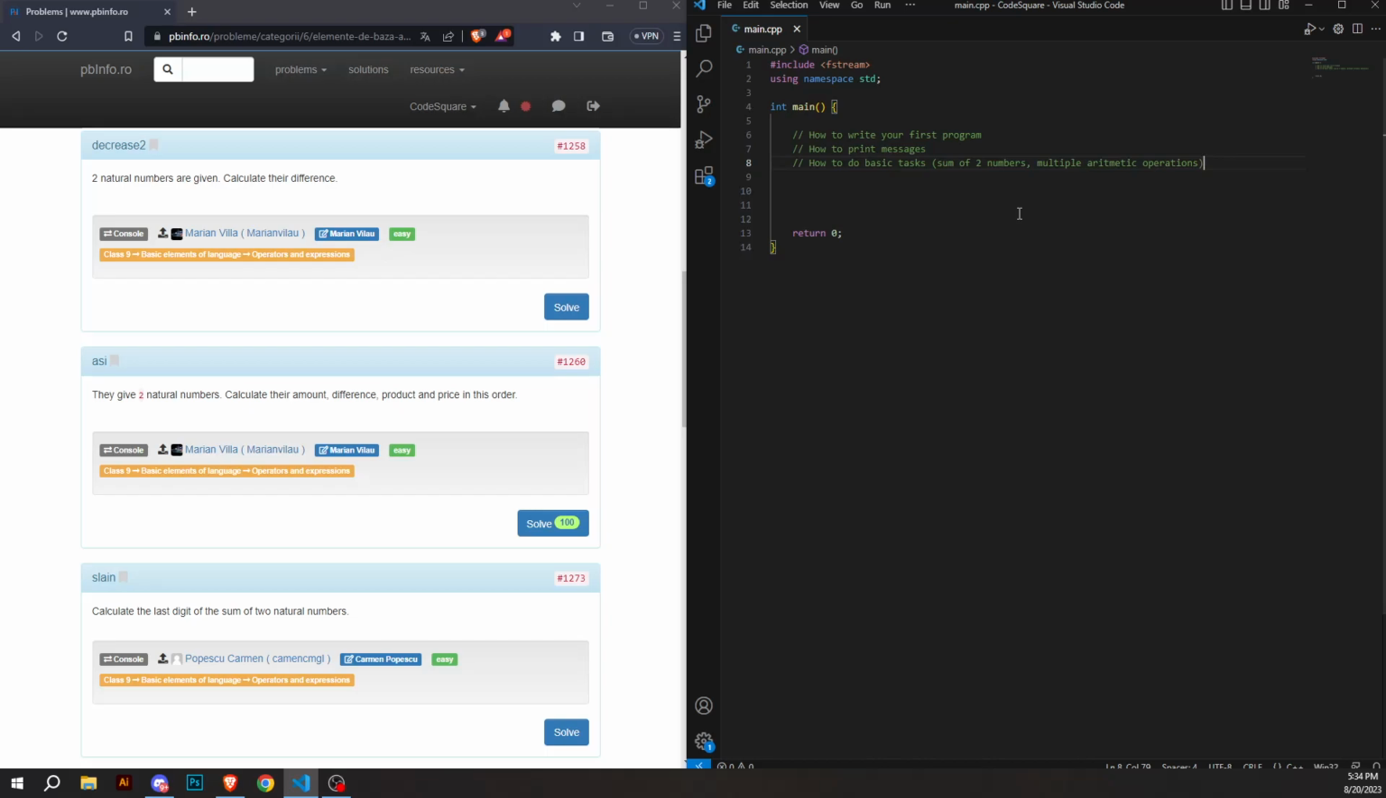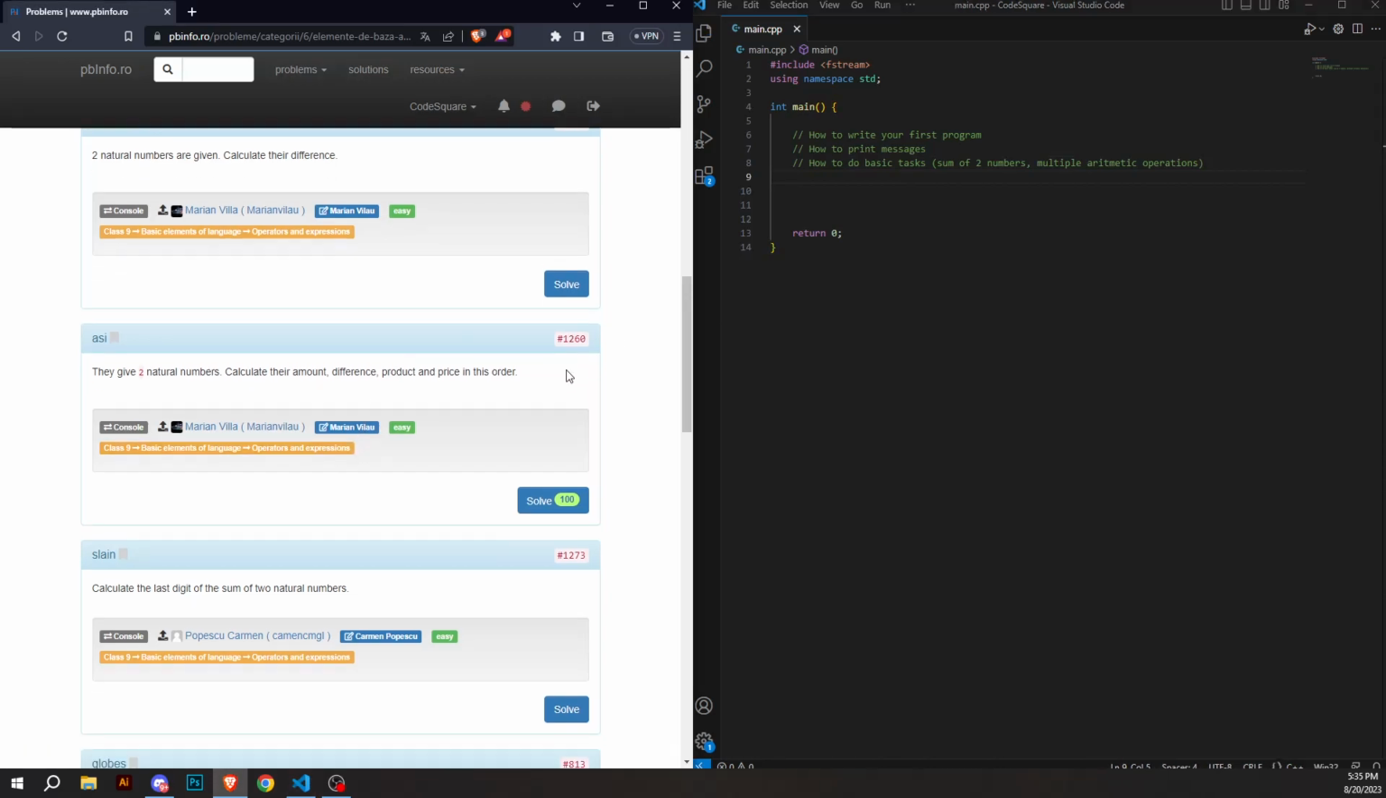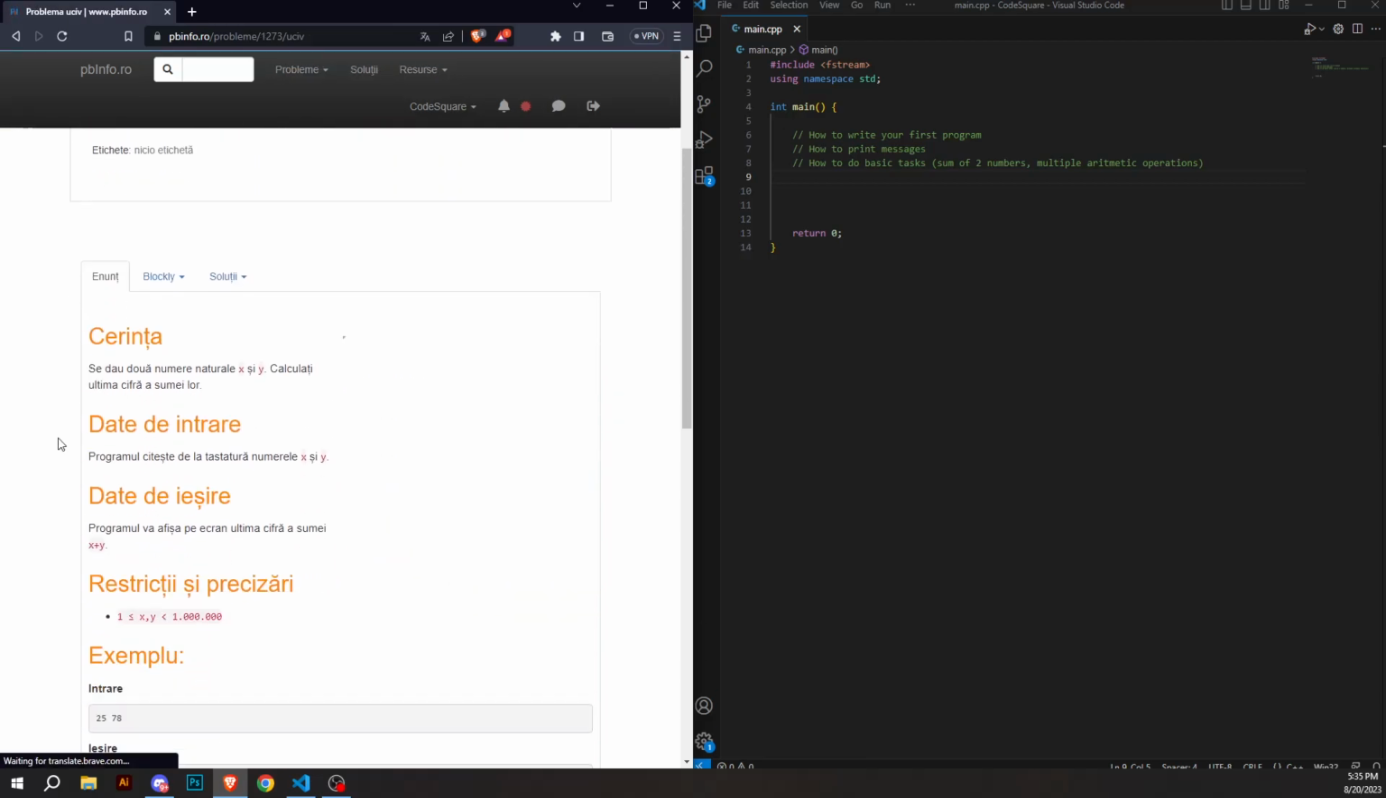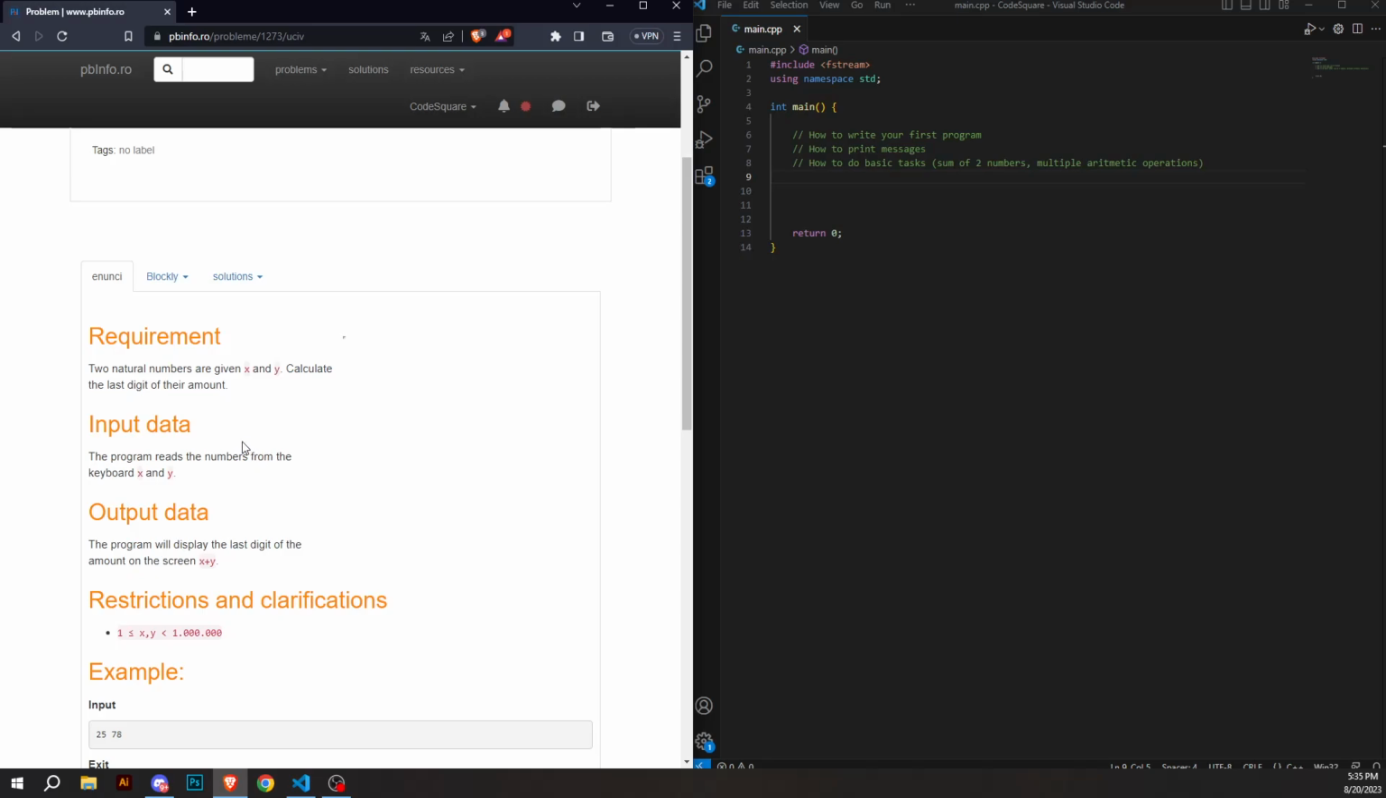The first one: I gave you some type of homework last time. Basically, we had this problem here, where we had to calculate the last digit of the sum of two numbers. And I gave you a hint about the remainder.